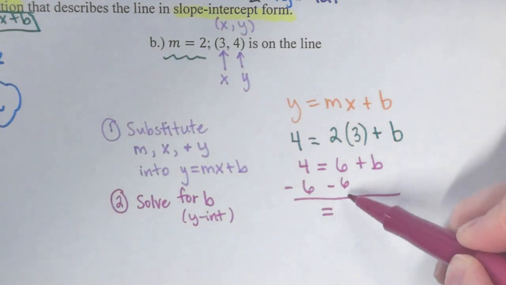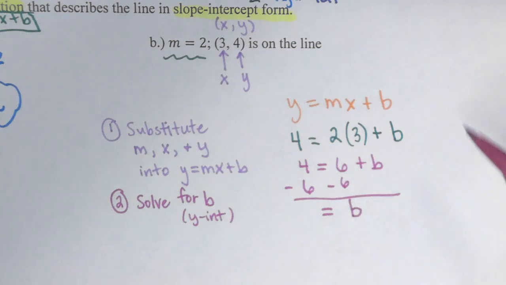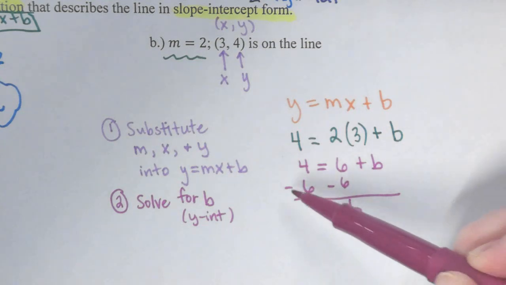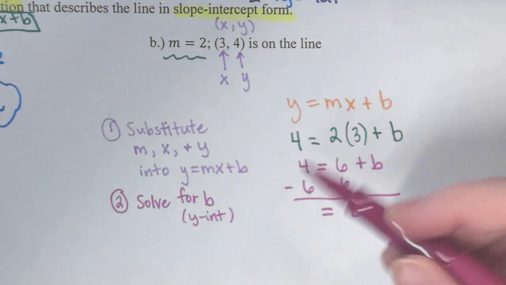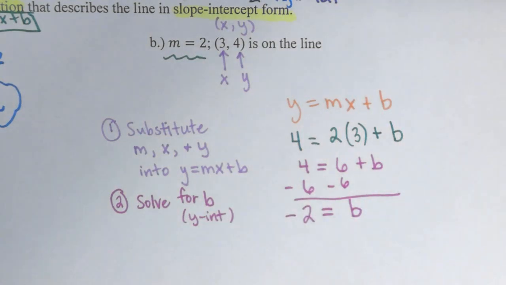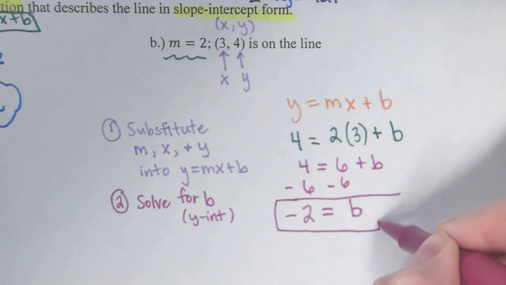So that should make 0, 6 minus 6. The b drops down. And then for 4 minus 6, do you guys know what 6 minus 4 is? 2. Now because the minus is in front of the 6, it'll be negative 2. Okay, so that is your value for b.